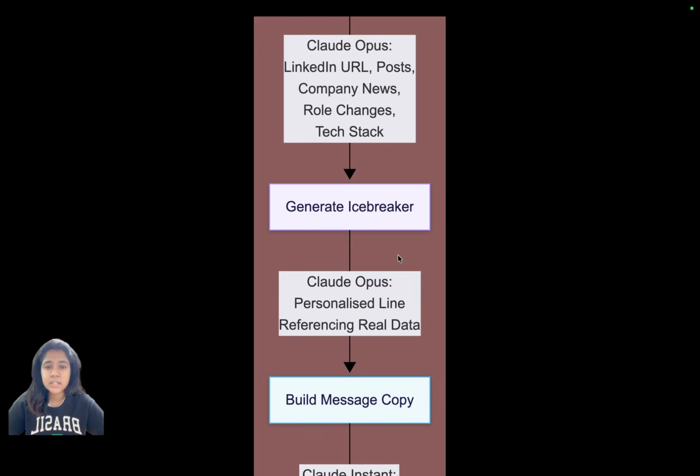Step number 6 is generate icebreaker. Claude now takes that context and writes one personalized line, one sentence that references something real about their world. Let me give you an example. Saw you are rolling out Epic Beaker. Our FDA cleared MRI triage slots right into that stack. That's not hi, first name, I notice you work at that company. That is a sentence that proves you did your homework and it took 4 seconds per lead.